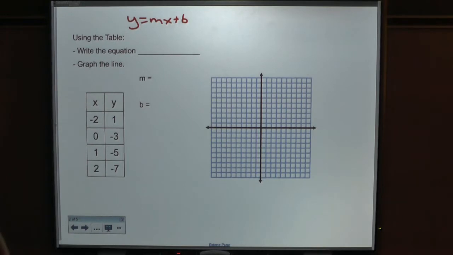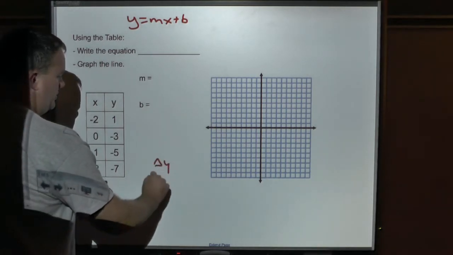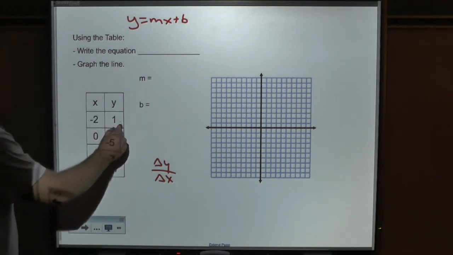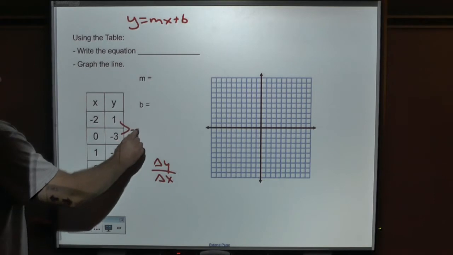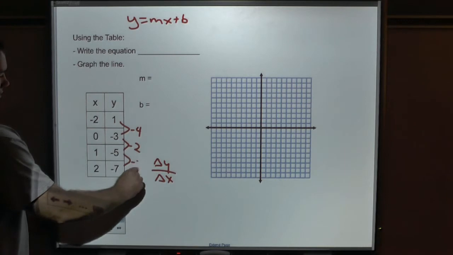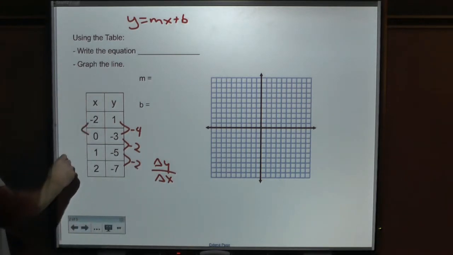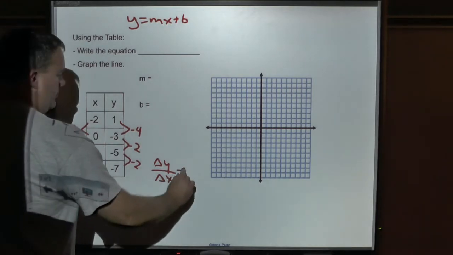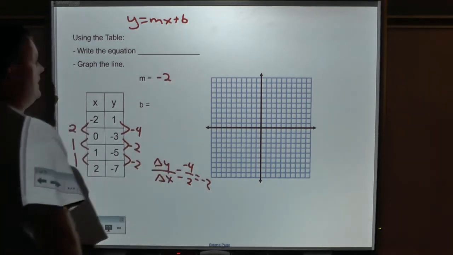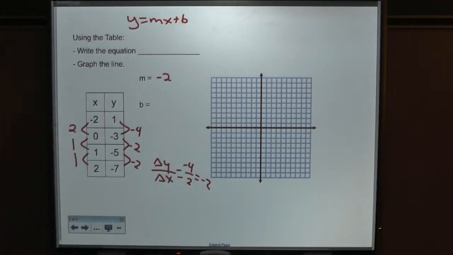Well, slope, again, is change in y over change in x. Nothing different, same old, same old. So, using the table, if you're going to find change in y, 1 to negative 3 is negative 4. Negative 3 to negative 5 is negative 2, and negative 5 to negative 7 is negative 2. Change in x, negative 2 to 0 is 2, 0 to 1 is 1, 1 to 2 is 1. So, for each one of these, change in y over change in x, if you do each one, you should get negative 2. So the slope of your line is negative 2.